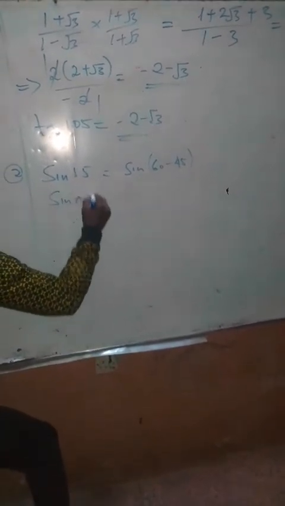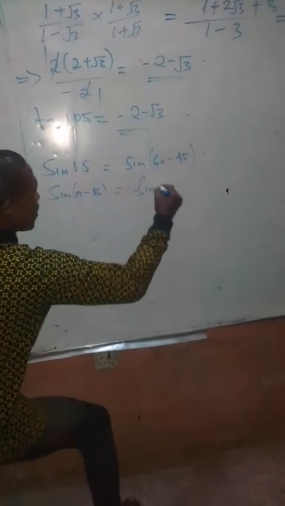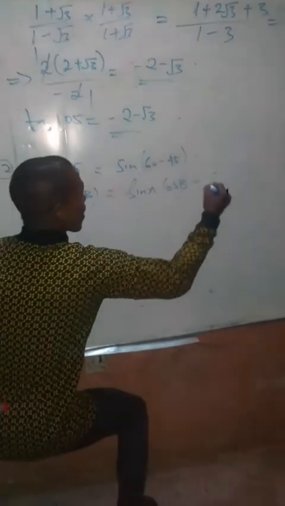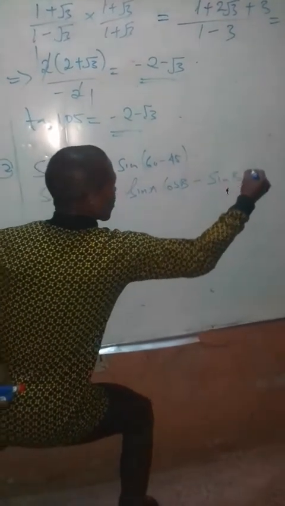Sine 60 minus 45 will give us what? 15. And if we should do this, then using the formula, sine A minus B is equal to sine A cos B minus sine B cos A. That's the formula.